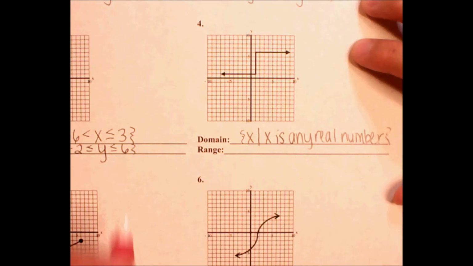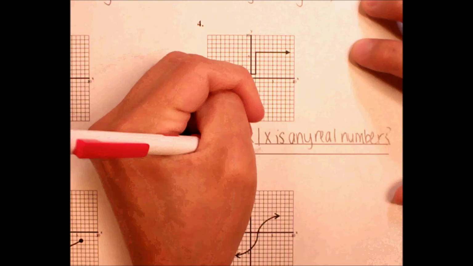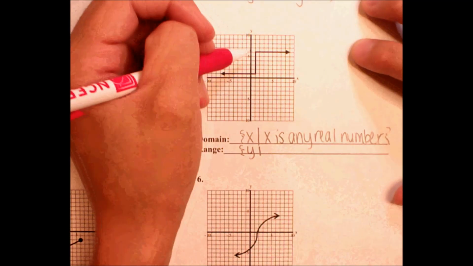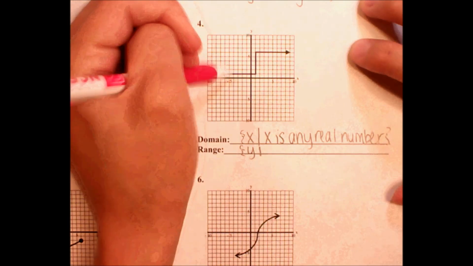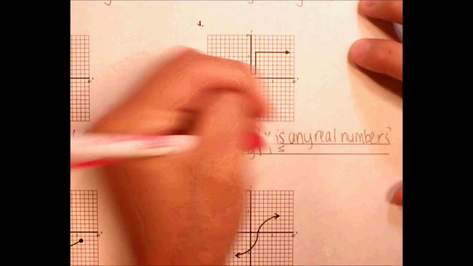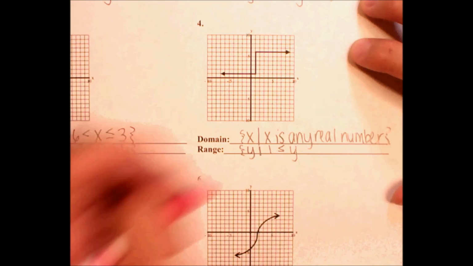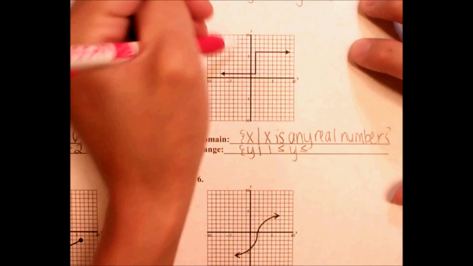The range is y such that. Now notice on the range, it is starting at 1. It's solid. Y is less than or equal to, and it stops here at 6.